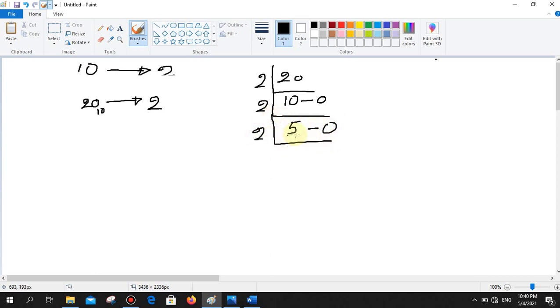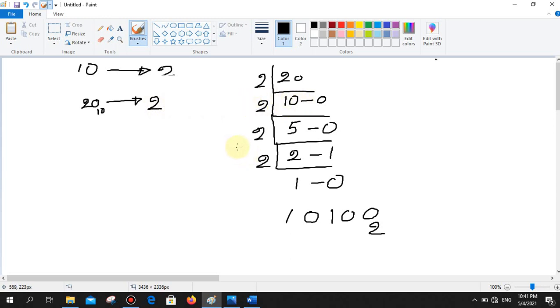Again we need to divide because it is greater than the divisor. So then the number will be 2, the remaining is 1. Again we need to divide. So then the number will be 1 and remaining 0. So then it's the end of division. Then we can write the final answer as 10100 base 2. This is the second example of how you can convert the decimal number 20 into binary.